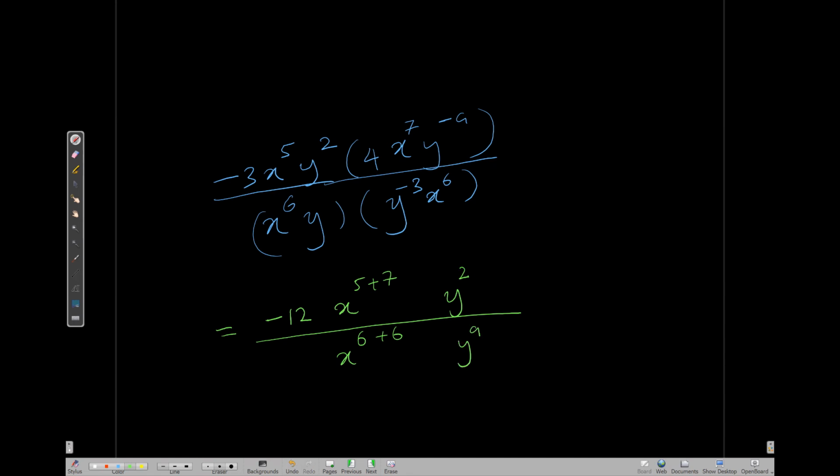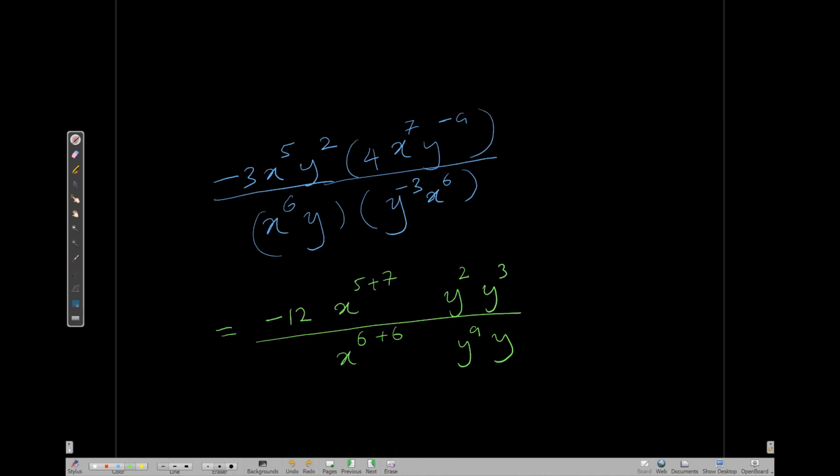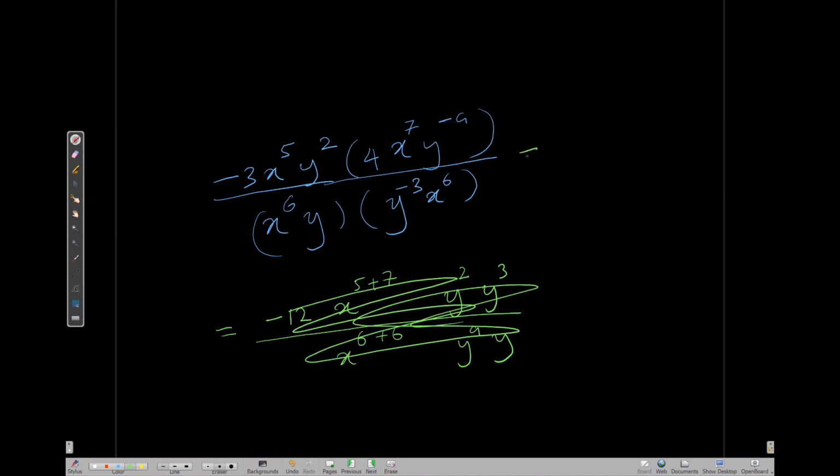So y to the 9 and y to the -3, that can be taken up with the change in signs. Now we have, you know what, let me do this. Oops, I'm sorry about that. Let me write it again here. So -12, I have x^5, x^7. I'm writing like terms together, x^6, and y^2, y^-9, y, y^-3, right?